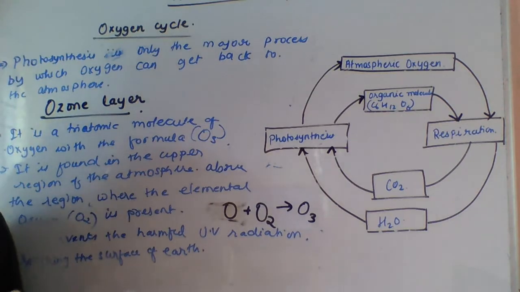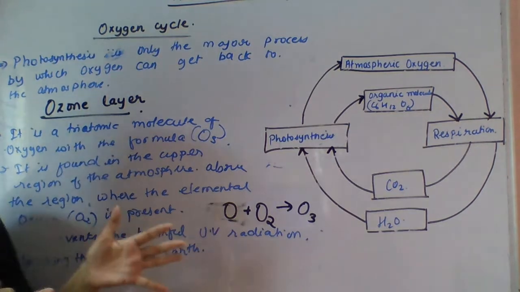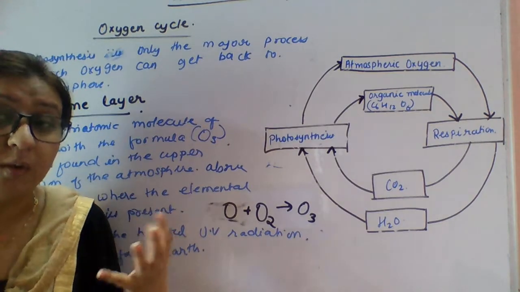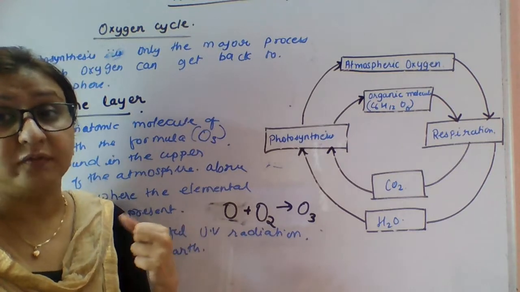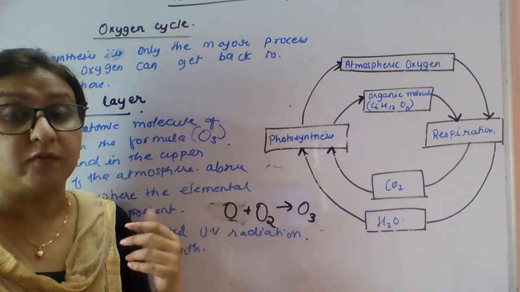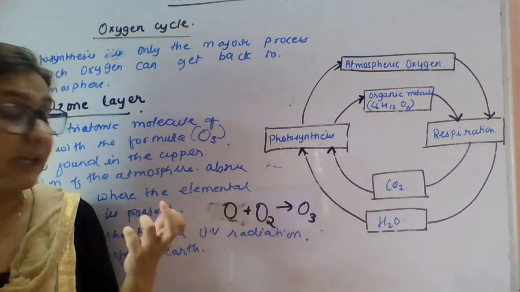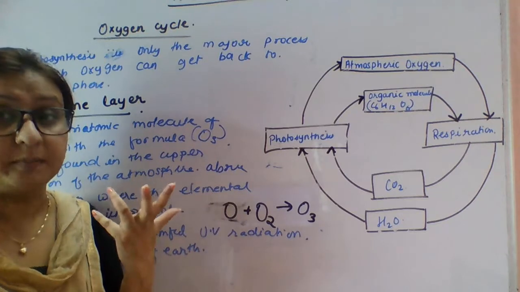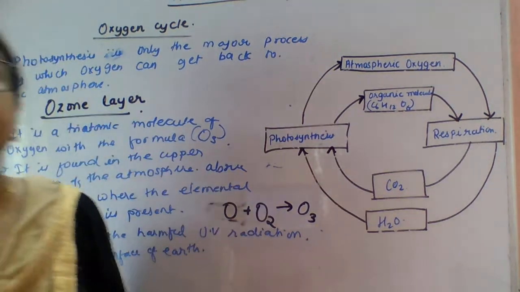So this has to be stopped, because if it does not stop, the ozone hole will increase, and the harmful UV radiation can reach the earth's surface, and obviously it will reach us, and it will cause very harmful effects like different types of skin cancer, and many lives are also not possible in the presence of these harmful UV radiations.